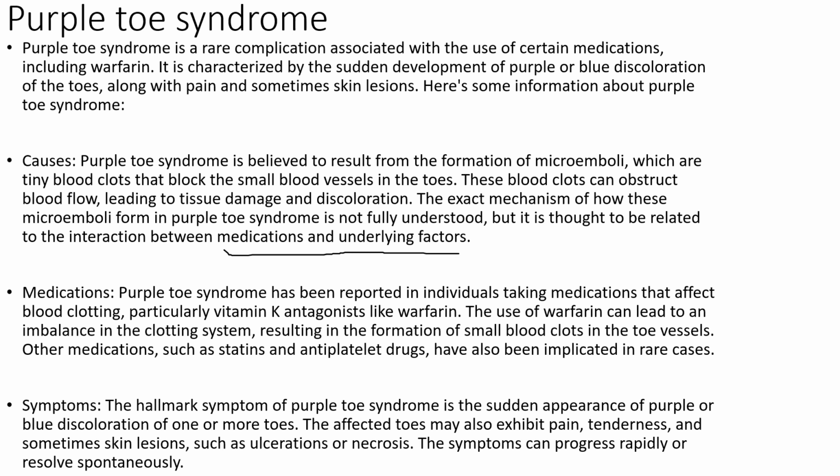Symptoms: the hallmark symptom of purple toe syndrome is the sudden appearance of purple or blue discoloration of one or more toes. Sudden, this is important. The affected toe may also exhibit pain, tenderness, and sometimes skin lesions like ulceration or necrosis. Ulceration, necrosis. This is also very important.